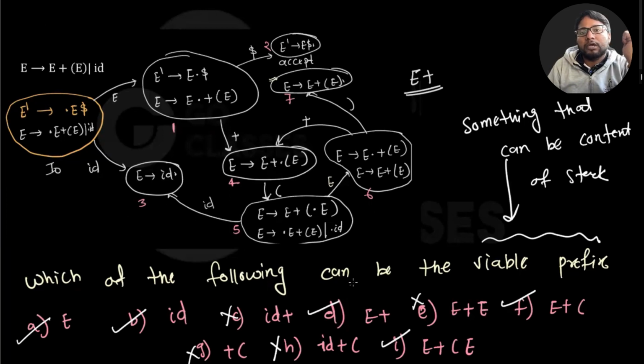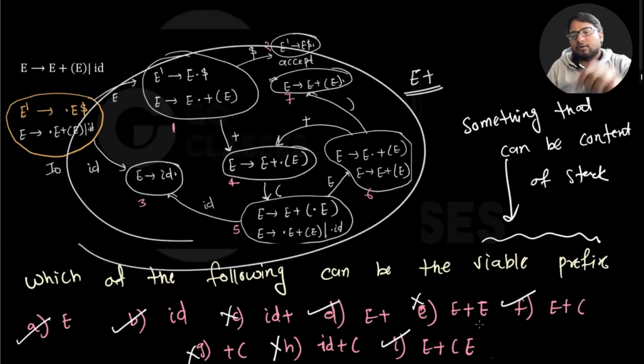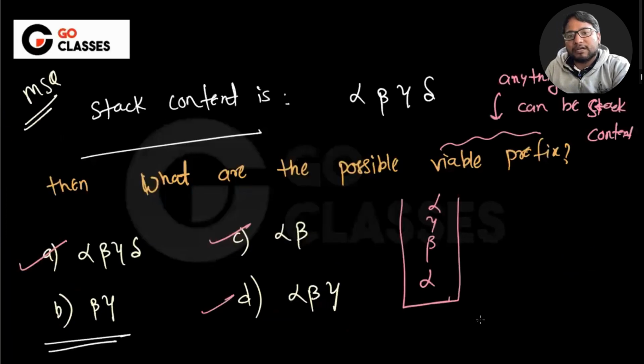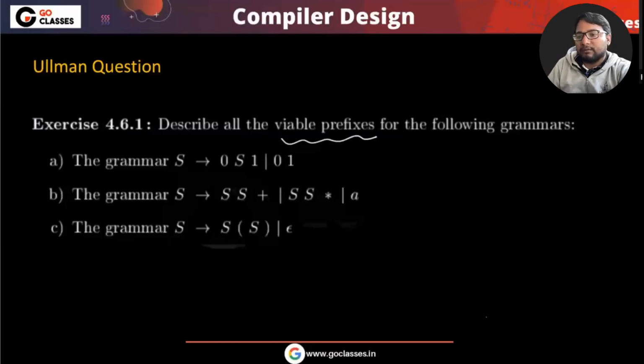What do you need to do? You just need to draw the DFA and tell me the language of this. For example, if they are asking you to tell me the set of all viable prefixes for this particular grammar, can you tell me?